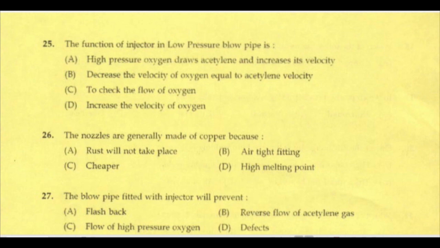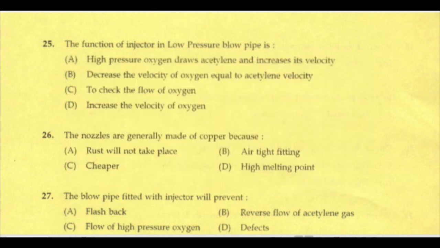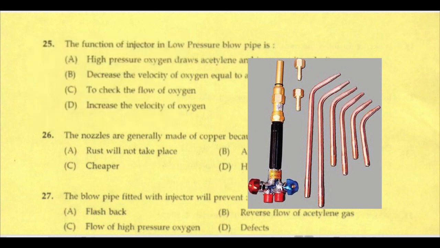The function of the injector in a low pressure blowpipe is that high pressure oxygen draws acetylene and increases the acetylene's velocity. Next, nozzles are generally made of copper because most of the welding nozzles and nozzle tips are made of copper, as the main reason is that rust will not take place. That is the right answer.